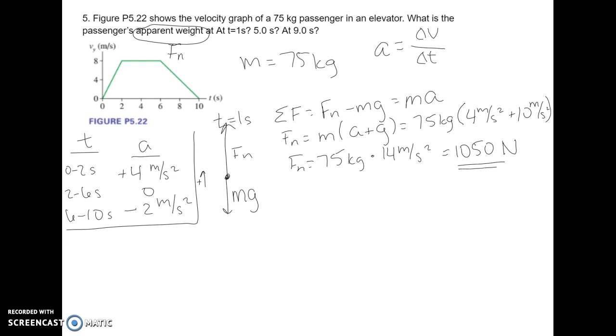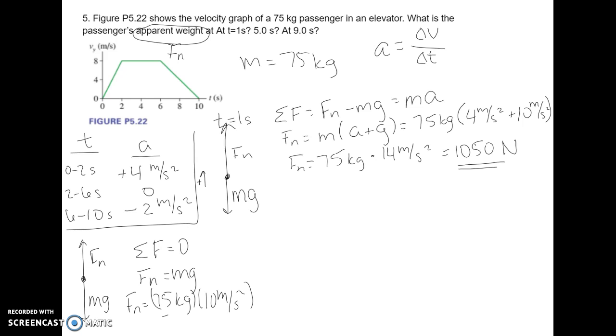Now we look at the 5 second mark. At the 5-second mark, we do not have any acceleration, so our normal force is equal to our weight. Essentially our sum of the forces here is now 0. So our apparent weight is equal to mg, which is just going to be our 75 kilograms times our 10 meters per second squared, gives us 750 newtons.